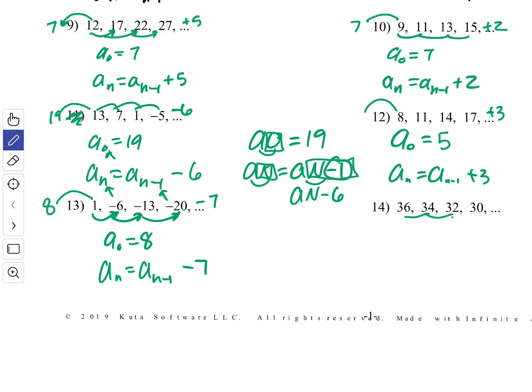The last problem on this front page, 36 to 34 to 32 to 30, subtracting by 2. Going backwards, we'd get to 38. A sub 0 equals 38. A sub n equals a sub n minus 1 minus 2.